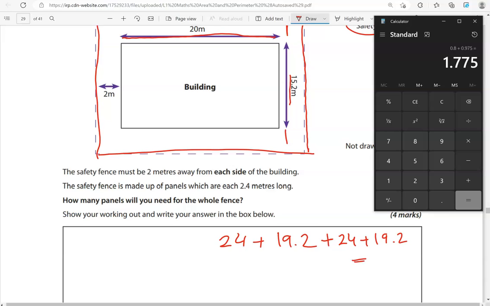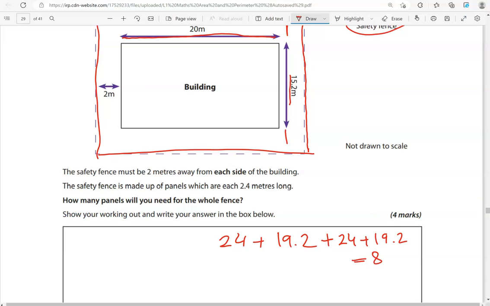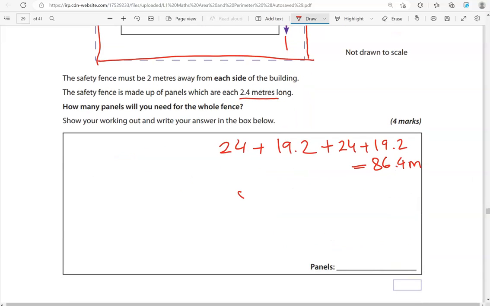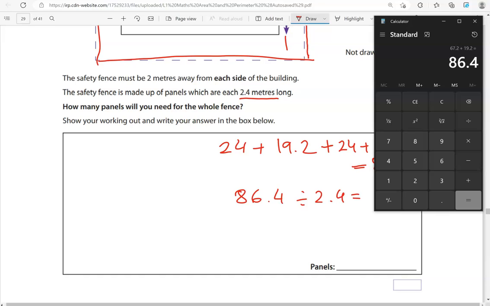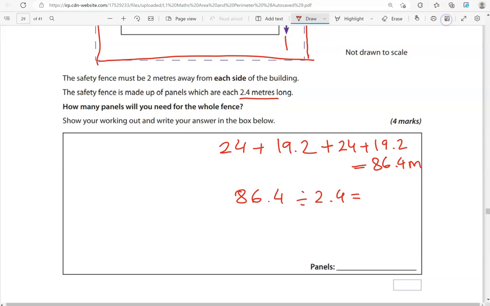So adding all of these together gives us 86.4 meters. So now we have the total length of the fence, and we know that each fence panel is 2.4 meters long. So 86.4 divided by 2.4 will give us how many fence panels are needed, which is 36.